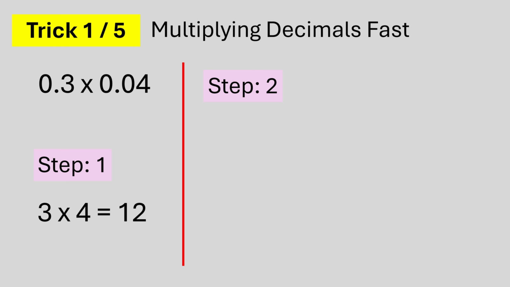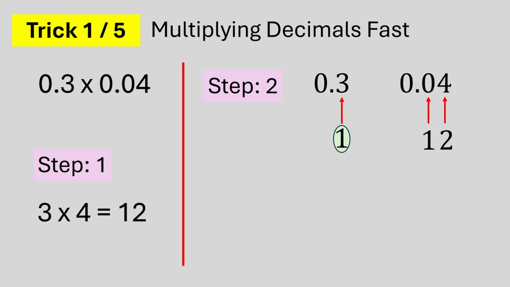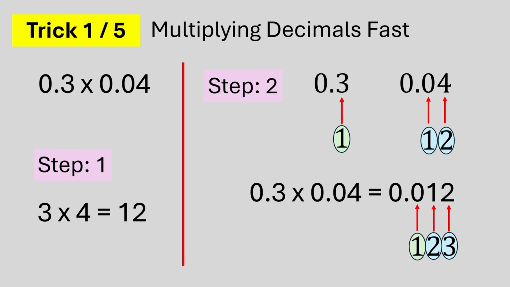Step 2. Count the total decimal places. 0.3 has one decimal place. 0.04 has 2. Total 3. 1, 2, and 3. So the answer is 0.012.